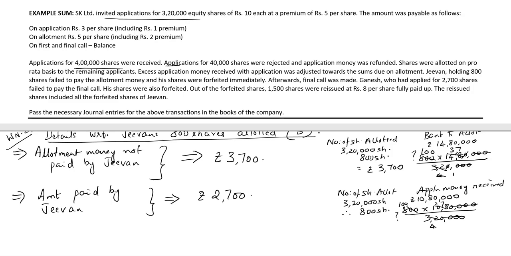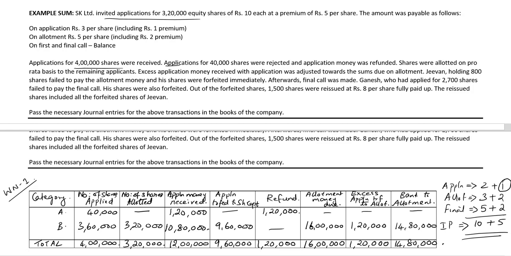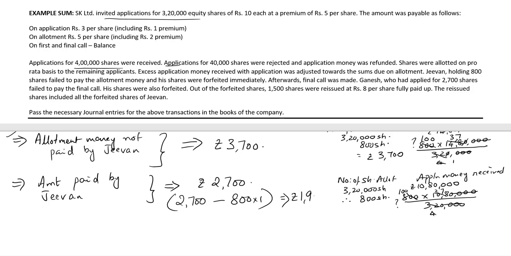Now the reason we are finding out the amount paid by G1 is so that we can enter the amount in the forfeiture journal entry against the share forfeiture account, which will represent the amount received from the defaulting shareholder. However, this amount should exclude any premium received. So we need to deduct the premium amount. It's 2,700 minus the premium of 1 payable on application. On 800 shares, the premium will be 800 into 1. So it's 2,700 minus 800, which comes up to 1,900 rupees.